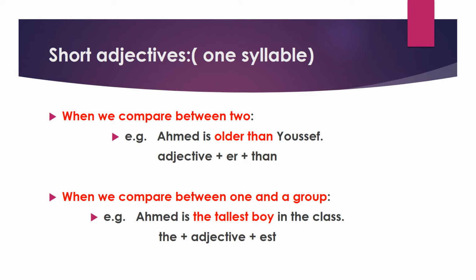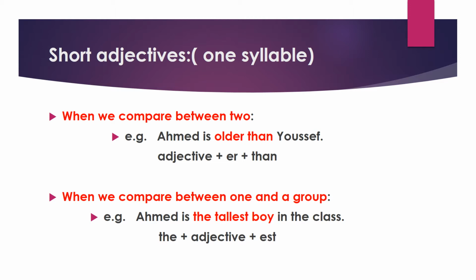When we want to compare between two, we use the short adjective plus er and than, such as Ahmed is older than Yusuf. Here, I want to compare between two only, so I used older than, taller than, younger than, and so on.